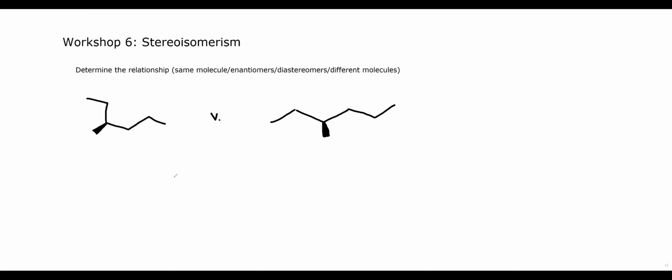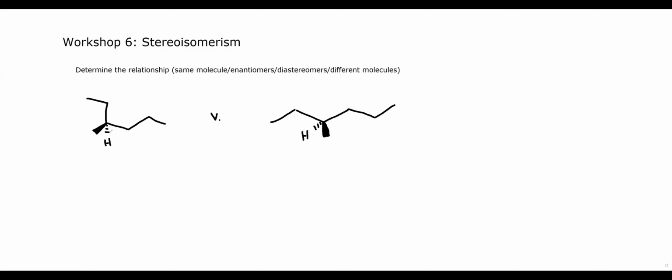Okay. So both of them are 6 carbon chains. Both have a methyl group on the third carbon. The methyl group is a wedge. So what we really should do here is figure out R or S configuration for each one. And if they're both R or both S, it means that we have exactly the same molecule. If one is R and one is S, then we have enantiomers, okay?